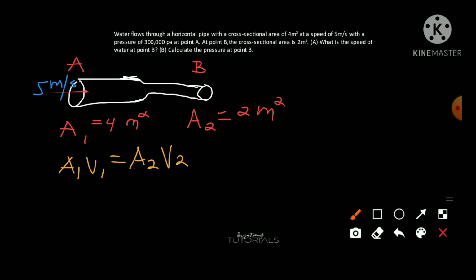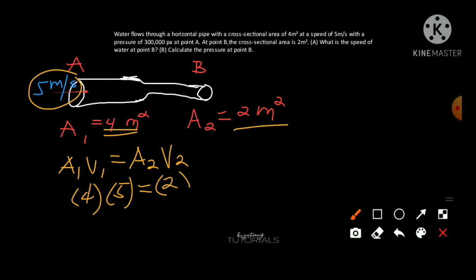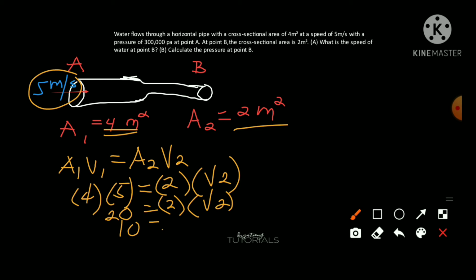We are already given A1, which is 4 meters squared. Then our V1 is 5 meters per second, that is the speed at point A. So 4 times 5 is equal to A2, which is 2 meters squared, times V2, which we are looking for. So this is going to be 20 divided by 2, that is 10. So our speed at point B is 10 meters per second. This is in accordance with what I have said earlier, that as the area increases, the speed decreases, and as the area decreases, the speed increases.